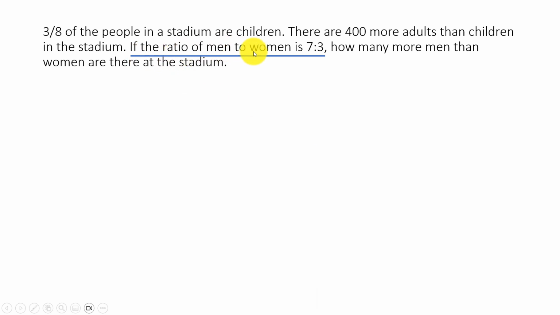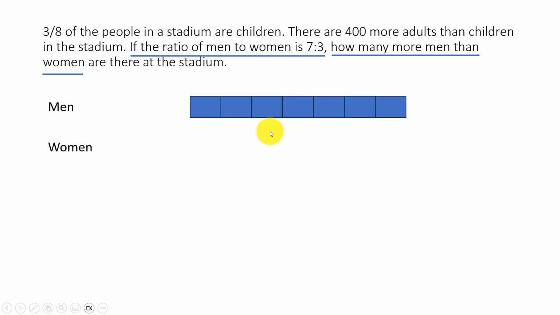Now we go back. If the ratio of men to women is 7:3, what does that mean? Men to women, the same order. Men will take 7 units and women would take 3 units. How many more men than women are there at the stadium? So let's take a look at men. Men actually have 3, 4, 5, 6, 7 units, and women have 3 units. We have already found out that in total there are 1,000 adults there, out of which men have 7 units and women have 3 units.